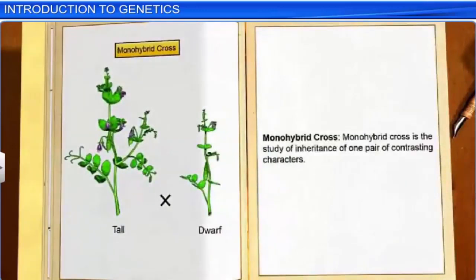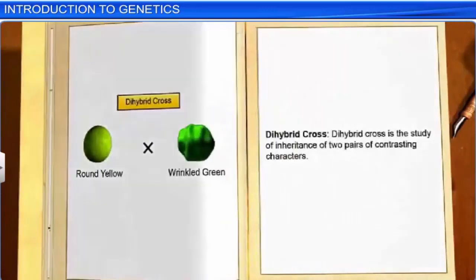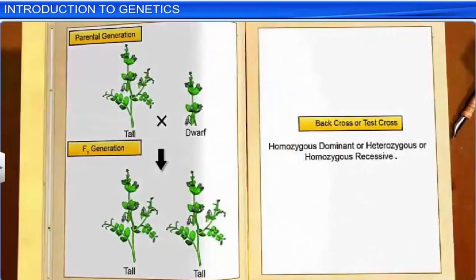The study of inheritance of one pair of contrasting characters is known as a monohybrid cross. For example, the study of inheritance of tall and dwarf plants, while the study of inheritance of 2 pairs of contrasting characters is known as a dihybrid cross. For example, the study of inheritance of round and yellow seeds and wrinkled and green seeds. To determine if an individual is homozygous dominant, heterozygous, or homozygous recessive, a back cross or a test cross is carried out.